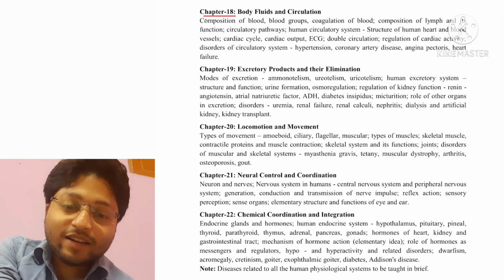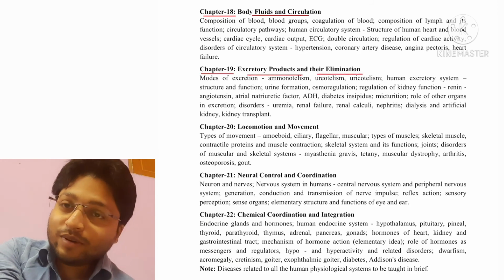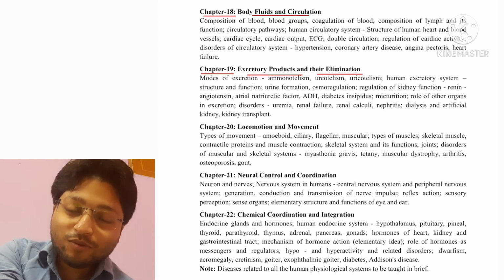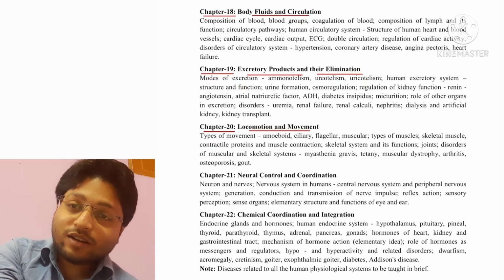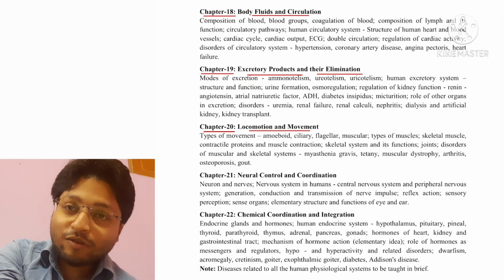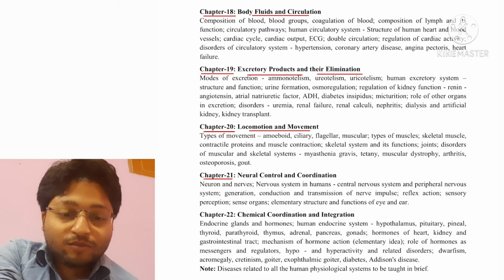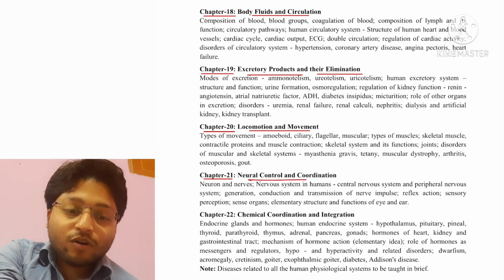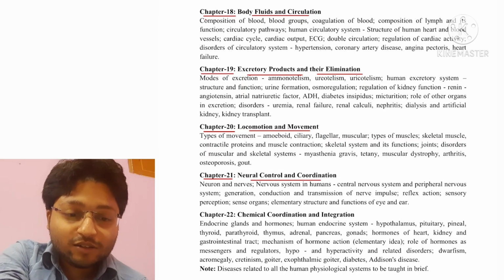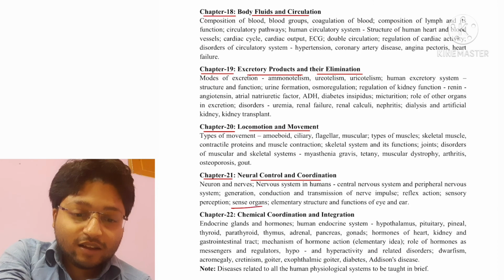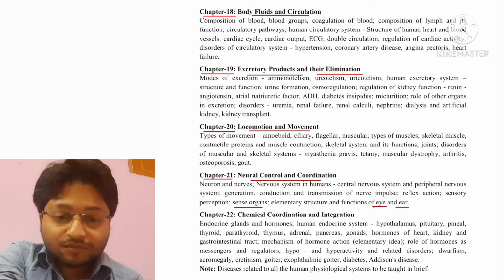In chapter 19, excretory products and their elimination, that means the excretory system, you have to know. In chapter 20, movements and locomotion, you will study. Okay. In chapter 21, you have to learn neural control and coordination and different sense organs also. Sense organs means the eye, ear, etc. Okay.